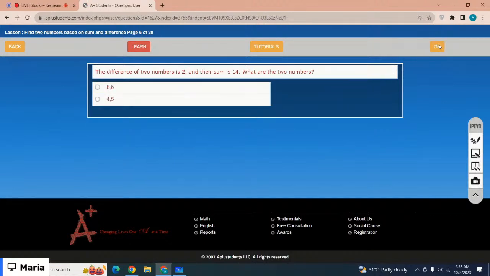Okay, the difference of two numbers is 2 and their sum is 14. What are the two numbers? Which two numbers have the difference 2 and sum 14? That would be 8 and 6, right? Their sum is 14 and their difference is 2. The correct option is option number 1.